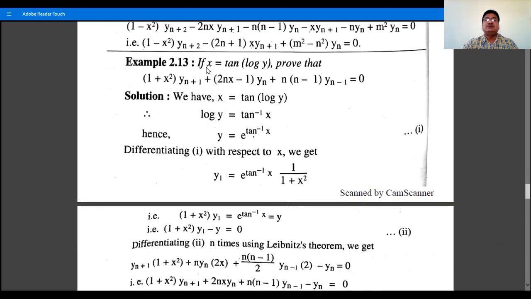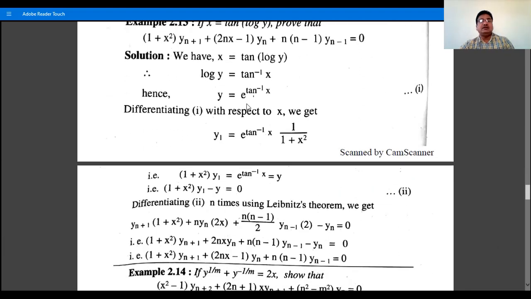So x is equal to tan log y. So x is tan log y. So shift the tan to LHS, tan inverse x is log y. That is, log y is tan inverse x, and y is e raised to tan inverse x.